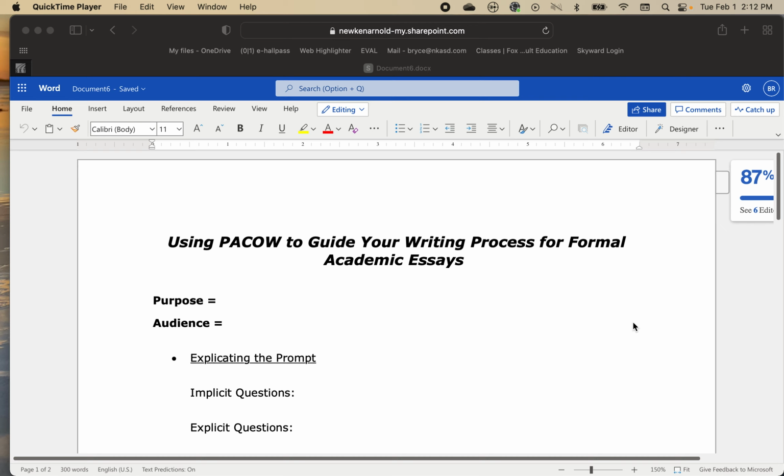Okay, so we are starting the writing process for formal academic essays. My screen's going to look a little bit different than yours because I'm using my laptop, but it's going to have the same content. So, quick review of the acronym PACOW. When we talked about that when we were writing emails, the P was for purpose, which stood for why I was writing.